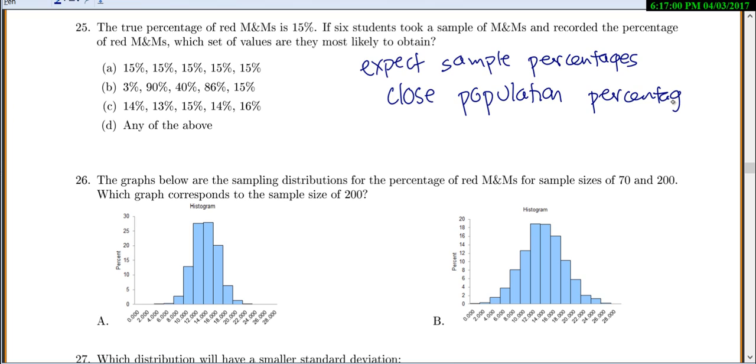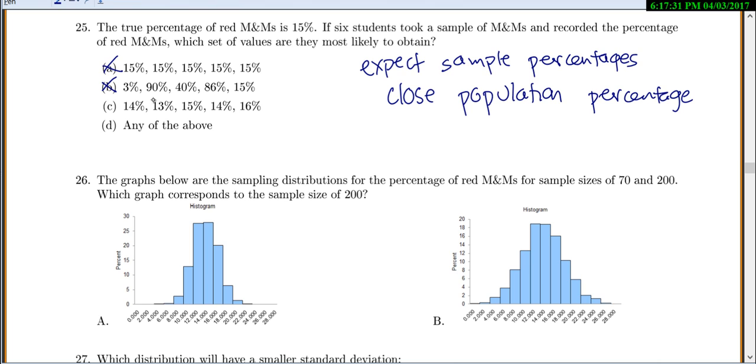So when I look at my choices here, A has 15, 15, 15, 15, 15. And there's no chance that people are going to do this and get exactly 15%, and especially that 5 of them aren't going to get the exact same thing. Looks like I only did 5 things here. So that one can't be right because that's all exactly right, and that's not what we expect. We expect some variability. My next one goes from 3% to 90%. If they're really getting those values, they are doing something wrong, because we're supposed to be close to the population percentage. There's no way that it can be that one.